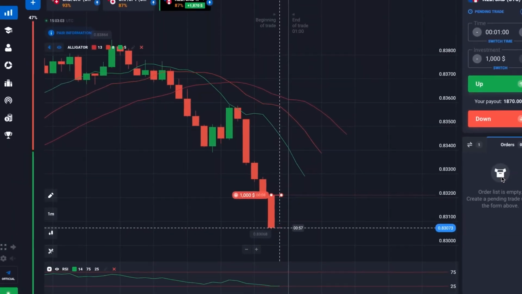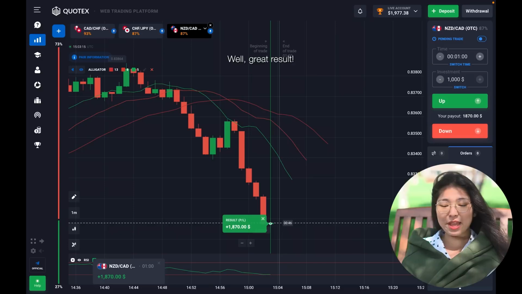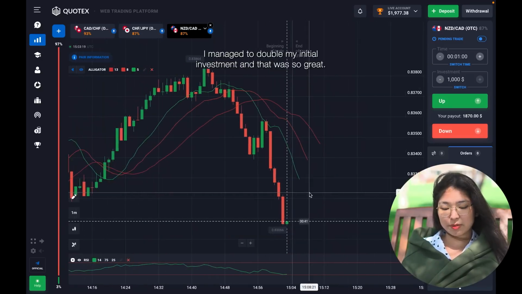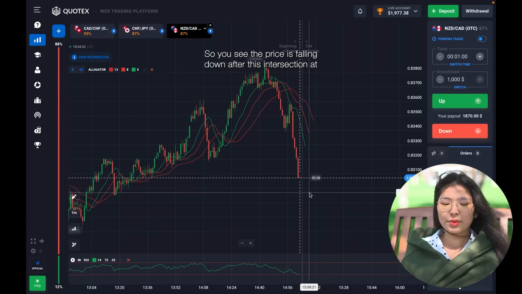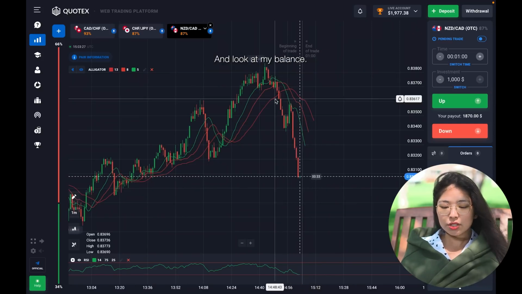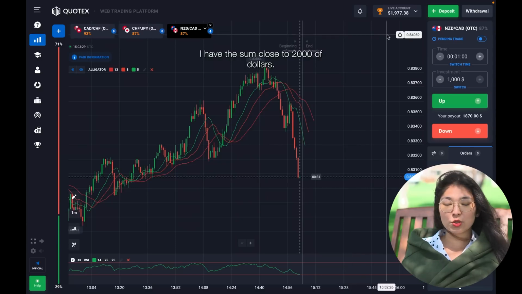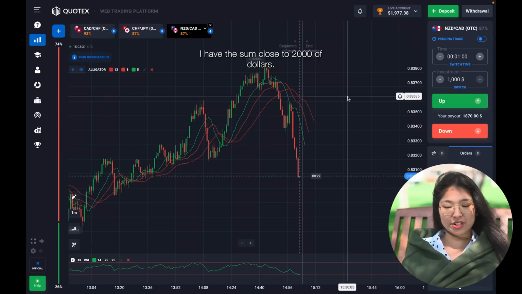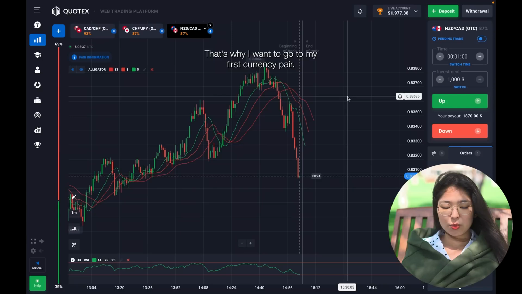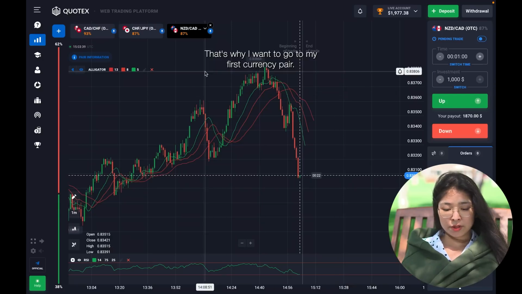Amazing result again. And can you see this? I managed to double my initial investment, and this was so great. See, the price is falling down after this intersection with the alligator indicator, and look at my balance. I have a sum close to $2,000. That's unbelievable, but I think I deserve more today. That's why I want to go back to my first currency pair.